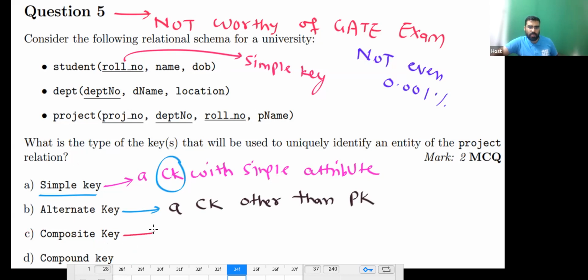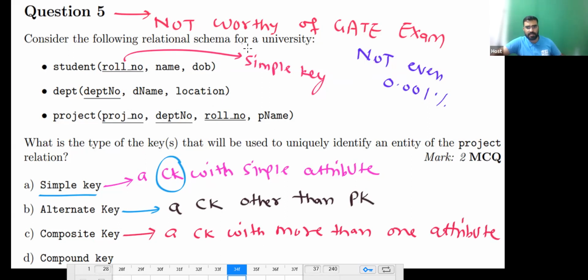This thing you already know. This is a candidate key with more than one attribute. This you already know. This we have seen many times. Yes or no? Correct or not? This is a composite key. This is a candidate key with more than one attribute.